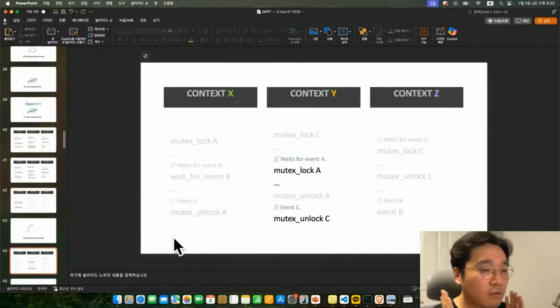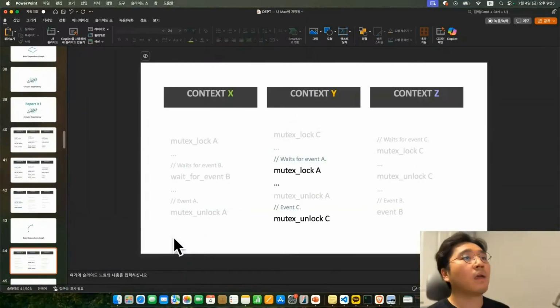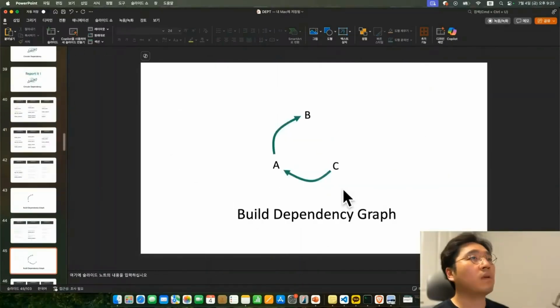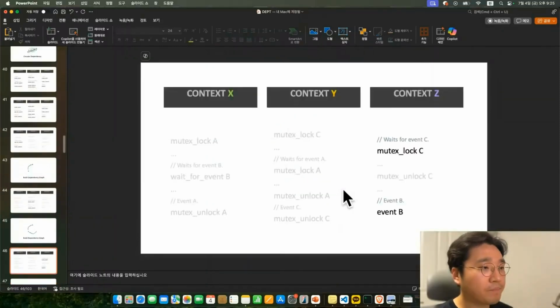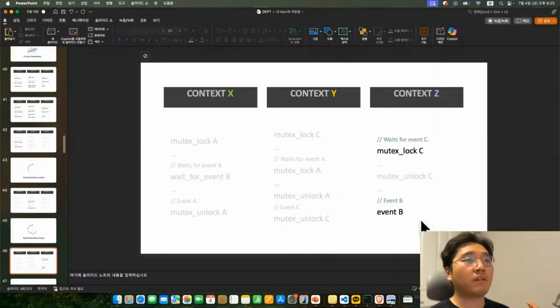So in the context Y, event C depends on event A. Event A is in here, right? So we can draw from C to A. And also in context Z, we can draw a dependency graph. Event B depends on event C, right? Event C is in here, right?